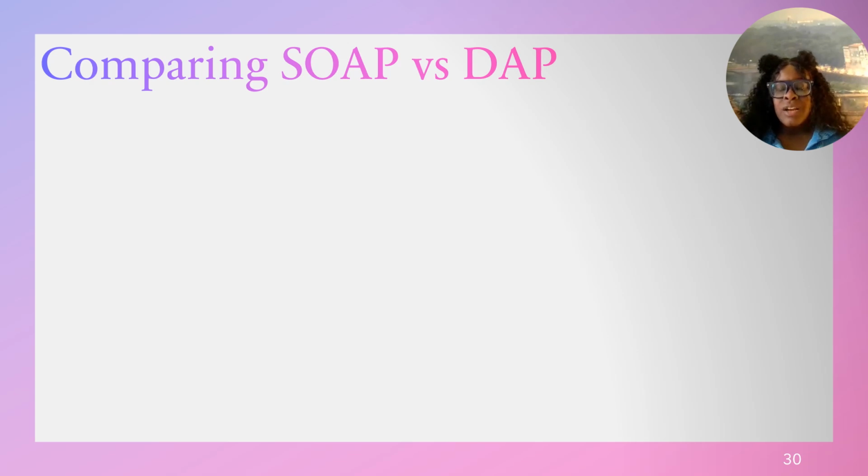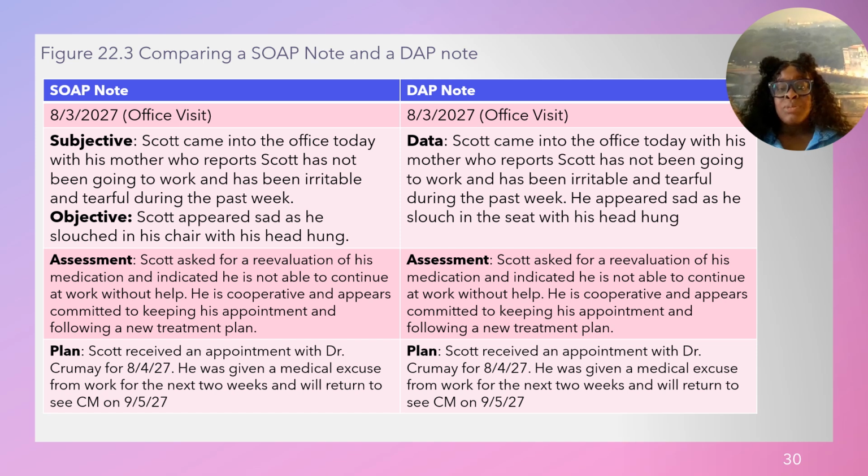As stated earlier, SOAP and DAP notes only differ in the subjective, objective, and data section. Typically, SOAP notes are used by medical professionals, while DAP notes are used by mental health professionals. Go ahead and pause your video for the moment and review the SOAP note and the DAP note for the same client.